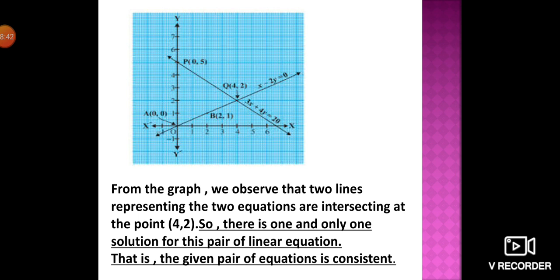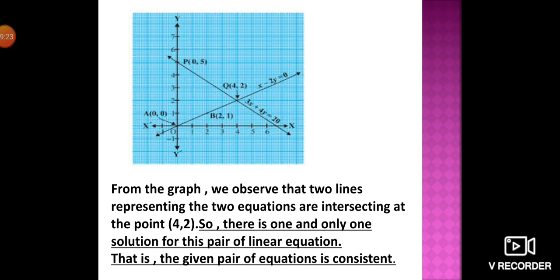From the graph we observe that the two lines representing the two equations intersect at the point (4, 2). Only one point is there where both lines intersect, so only one solution is there. The solution of the given pair of linear equations is (4, 2). Now, with our new terms, we can check whether it is consistent or inconsistent. A solution is there, so it is consistent. That is, the given pair of equations is consistent. For a 1 mark question, this will be asked: whether the given pair of linear equations is consistent or inconsistent.